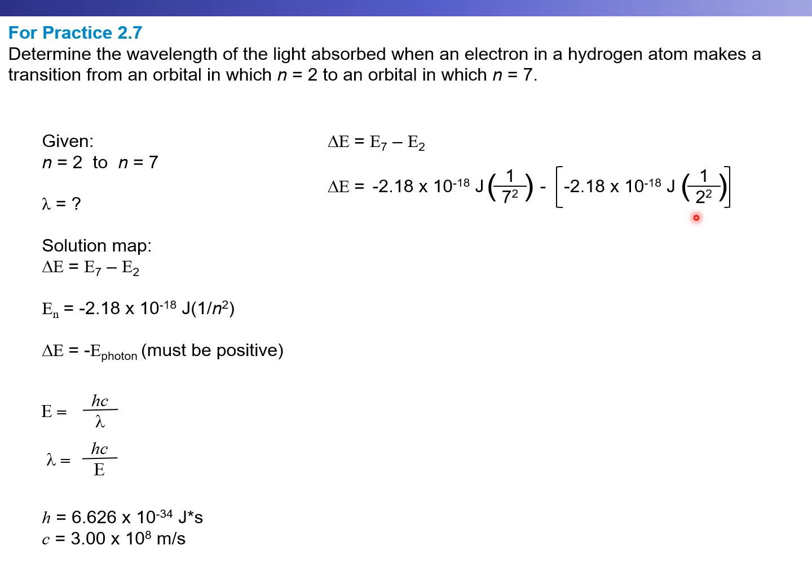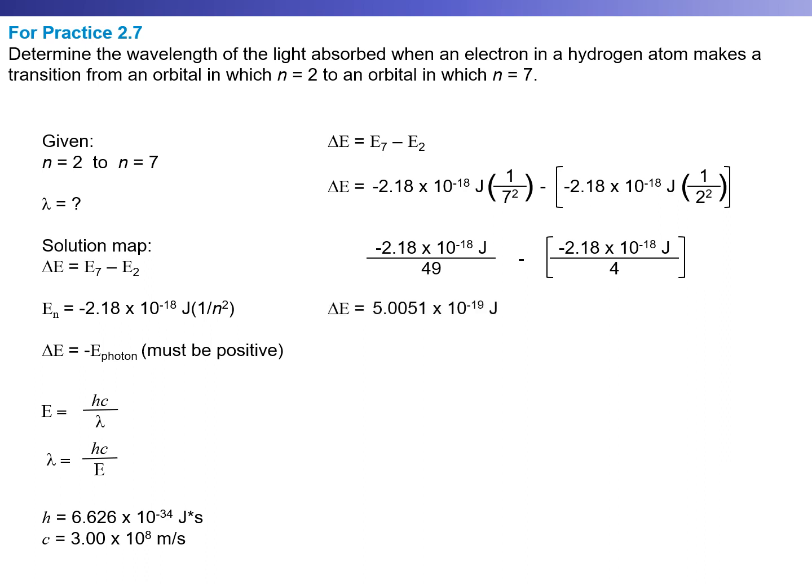That's our second principle. Now we can clean this up a little bit and just say that we have negative 218 times 10 to the negative 18 joules over 49. 7 times 7 is 49. And we're going to subtract a negative 218 times 10 to the negative 18 joules over 4. Now at this point you might want to actually try to cancel these values out. You can't do that, because you have to take this first value, divide it by 49, and then you have to take this value and divide it by 4. And then you have to subtract the second value from the first value.